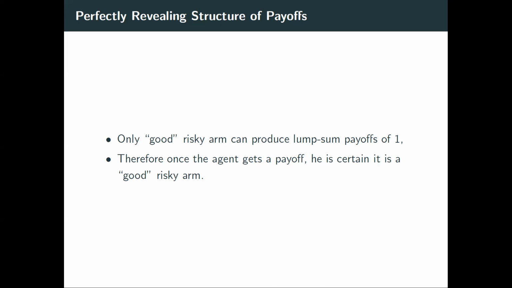But once you observe the first arrival of a lump sum payoff of one, then it becomes perfectly clear for you that you have a good risky arm, because lump sums can be produced only by a good risky arm.